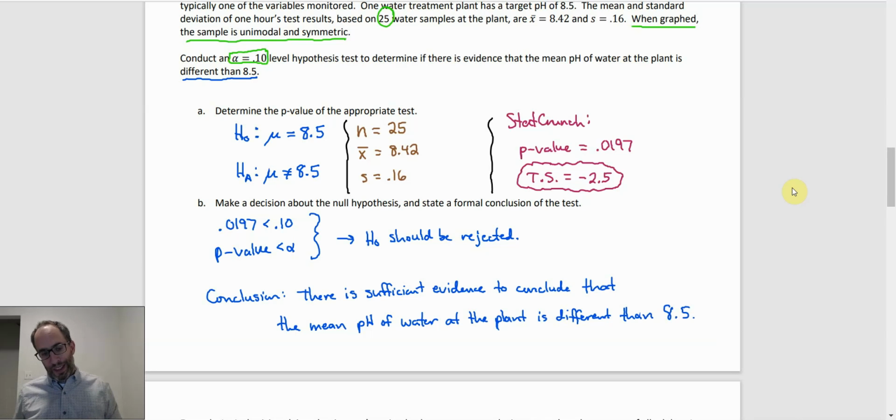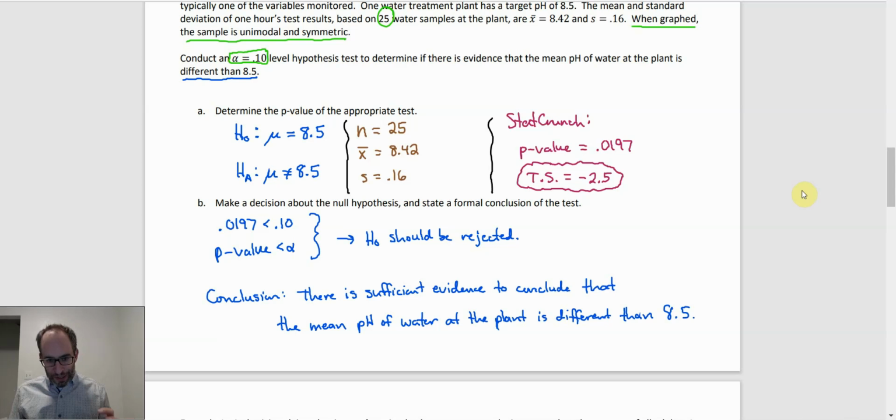We had enough to say that, since our p-value is nice and small. And I want to point out that this is one where maybe intuitively you wouldn't expect to reject the null, because the sample mean is fairly close to it, right? It's 8.42. Doesn't feel like it's that far away from 8.5. And the sample size isn't very big, but the sample standard deviation is really small. And that's why this is happening.